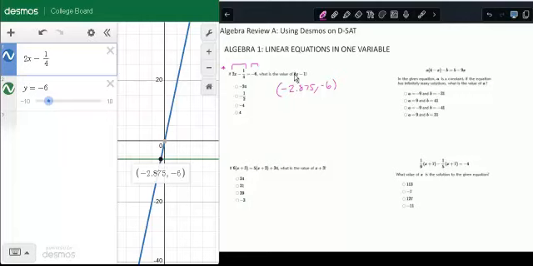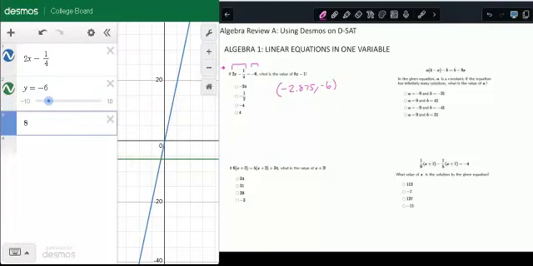Okay, but notice this problem is asking you to solve 8x minus 1. So if this is your x value, what you can then do is just type 8 times this number, -2.875, minus 1. Okay, and it gives you your solution, -24, and that is your answer.